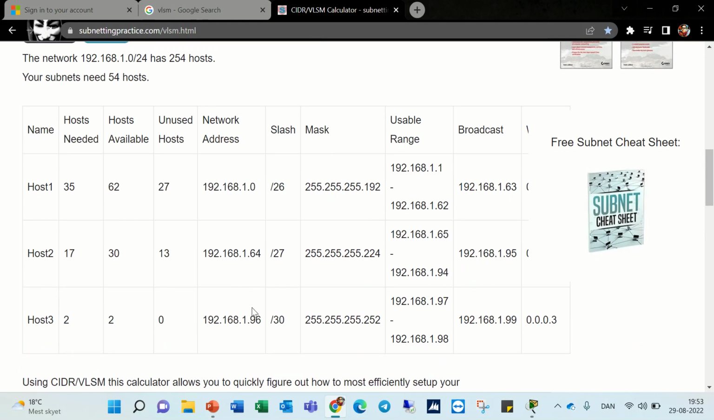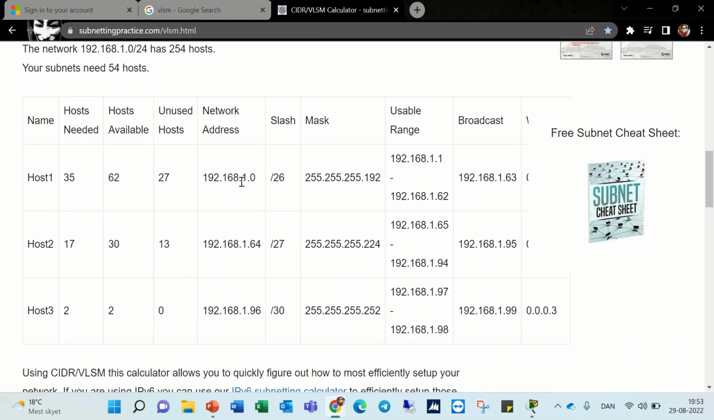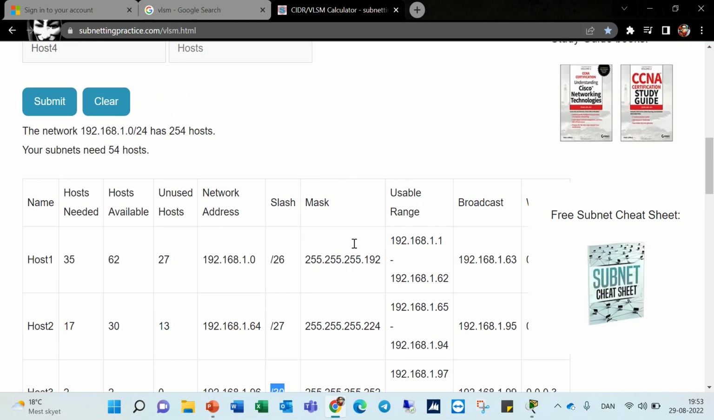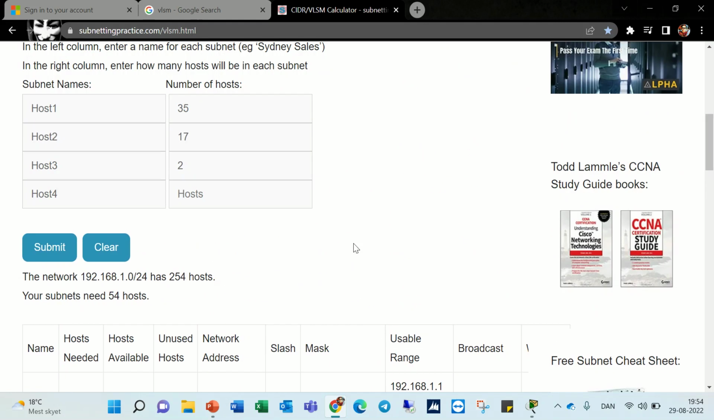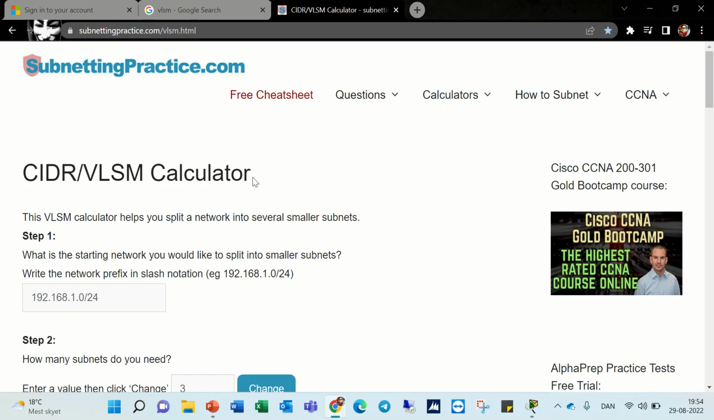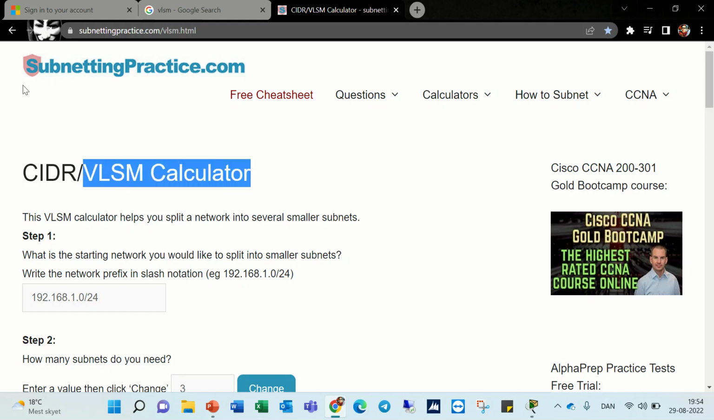After that, you can see the first network address, the second network address, and the third network address, and what the prefix length is, what the subnet mask is, and all of the information here. It's another way you can get it, if you are looking for a VLSM calculator website.